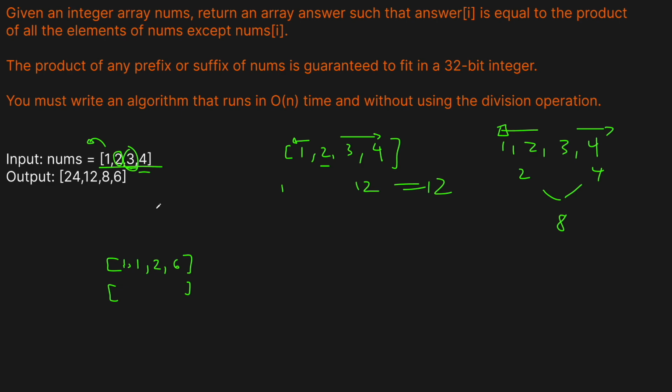So what is the product of all the elements to the right of 4? Obviously it's going to be 1 because there are no elements. What is the product of all the elements to the right of 3? Obviously it's going to be 4. And then to the right of 2 is going to be 12. And to the right of 1 is going to be 2 times 3 times 4, which is 24.